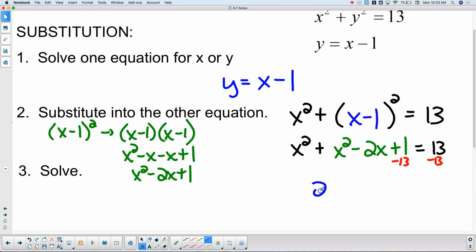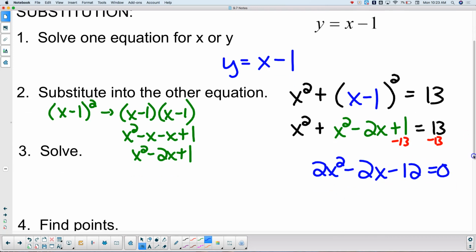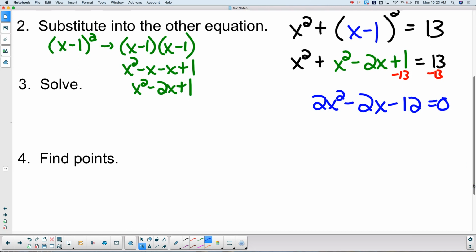So then I get 2x squared minus 2x minus 12 equals 0. 2, negative 2, and 12. What pops for you on that? What about the 2? You can take it out of all. So we could divide everything by 2, right? So if I divide the first term by 2, that gives me x squared. If I divide the second term by 2, that gives me minus x. And if I divide the numbers by 2, that gives me minus 6. And all of that is equal to 0.